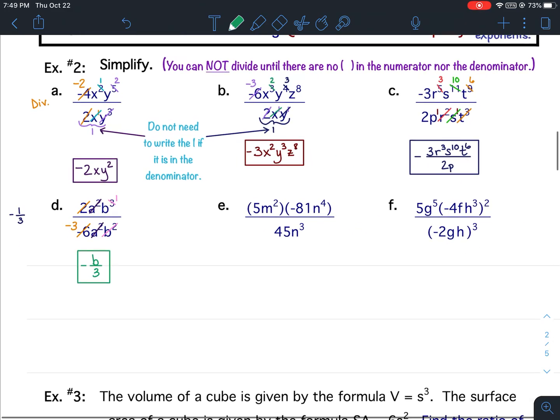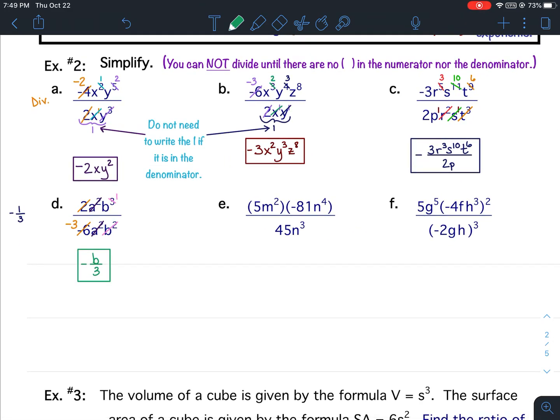I'm going to stop the video here. I'm going to do E and F in a separate video. If you have any questions so far on example number 2, please do not hesitate to ask. Make sure you have everything written down that I have on here. If it's typed, write it down. If I wrote it, write it down. Everything that's there, please make sure you get it written down.